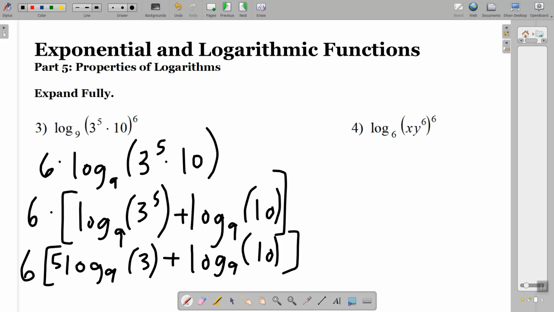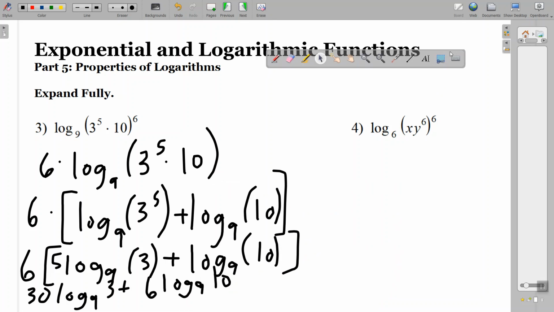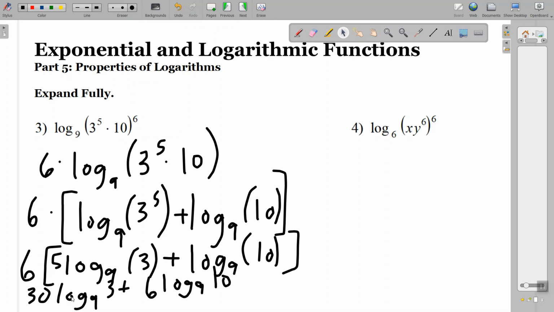Now there's a couple things we can simplify here. I can distribute the 6, so we could have 30 log base 9 of 3 plus 6 log base 9 of 10. All right. Now, depending on what teacher you're learning or what you're looking at here, let me move that out of the way. Okay. All right. There is one more possibility of something that could be simplified here, and that is log base 9 of 3 is actually one that we can evaluate.